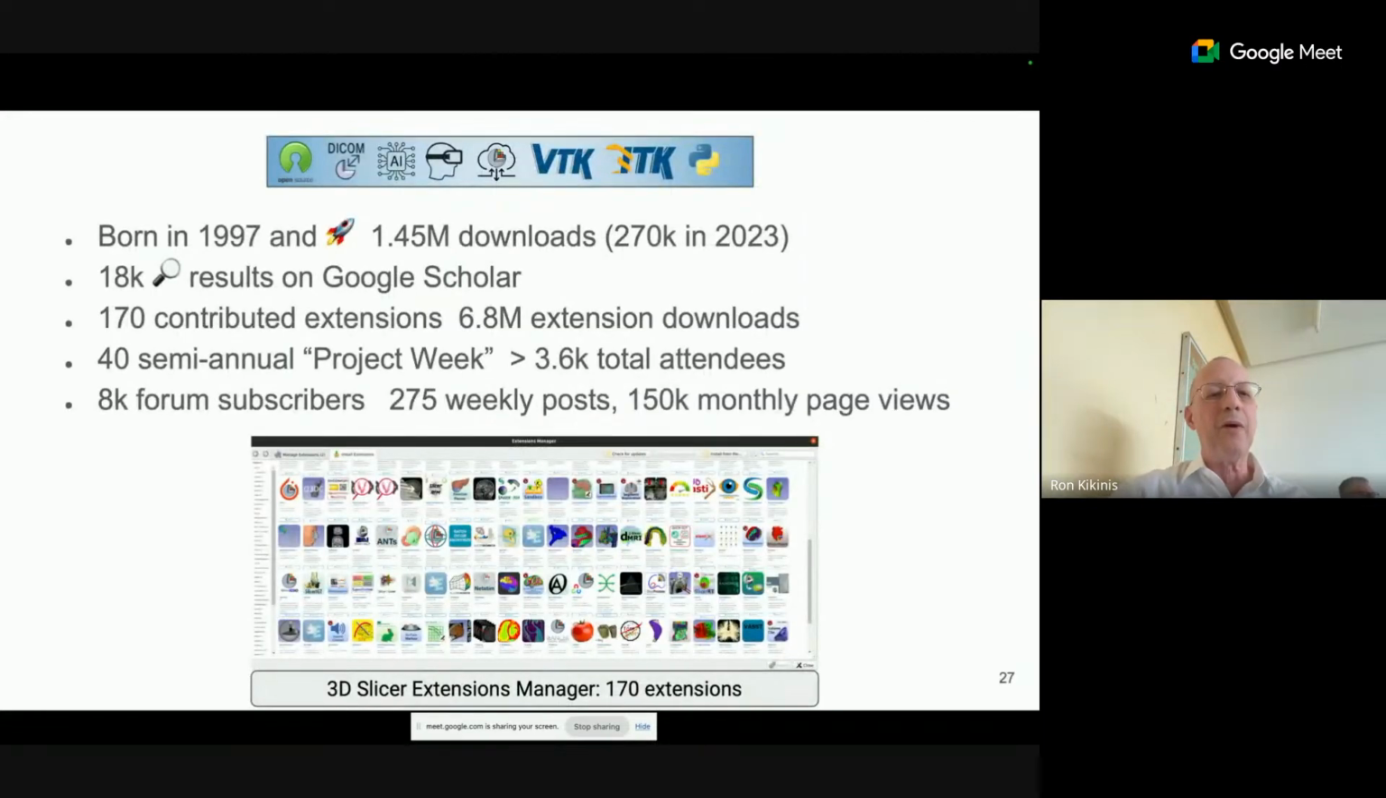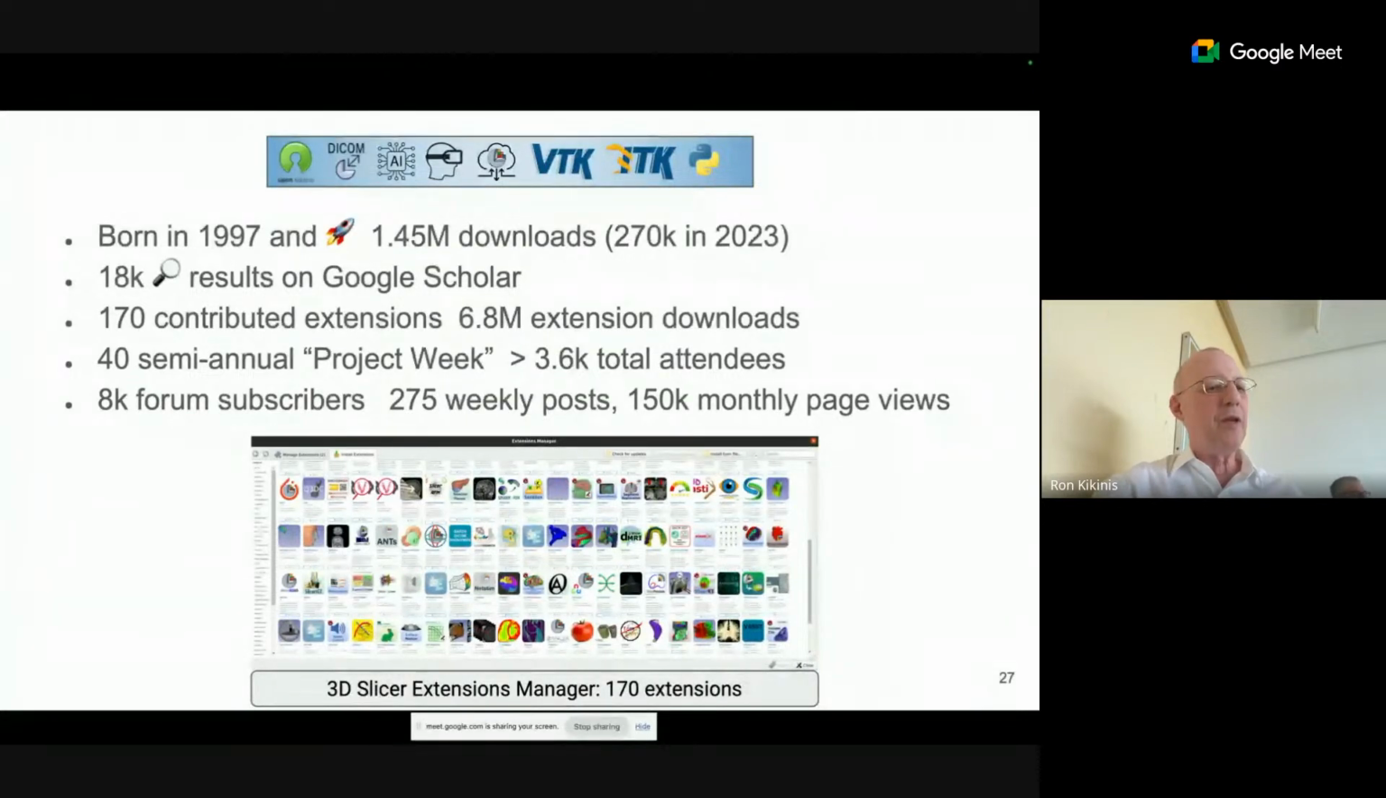Good. So a little bit more about 3D Slicer, very quick. Again, the mid-90s is when it all started. And now we have almost 1.5 million downloads for the executable. And we don't have a good way to figure out how many checkouts we have on GitHub. But probably a lot, but I don't know.